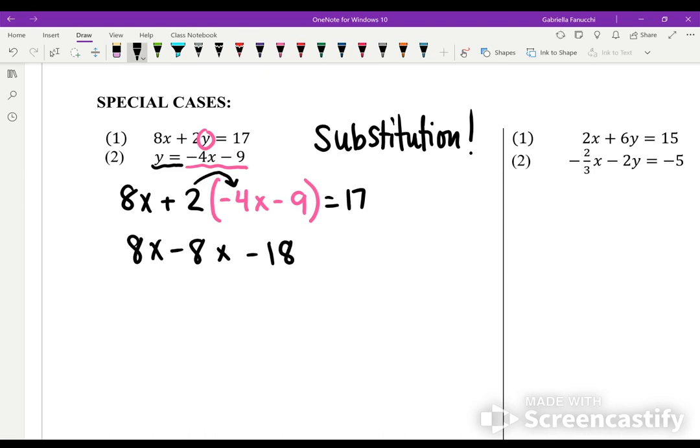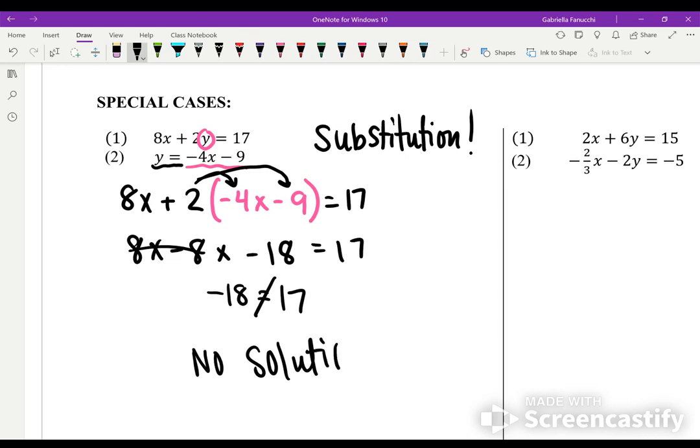I distributed. 8x minus 8x is 0. So we're left with negative 18 is equal to 17. Is that true? No. So this means that the type of answer is no solution. These lines are not going to cross at all. Okay? They're not going to cross, meaning they have no solution. They are parallel lines. They have the same slope.